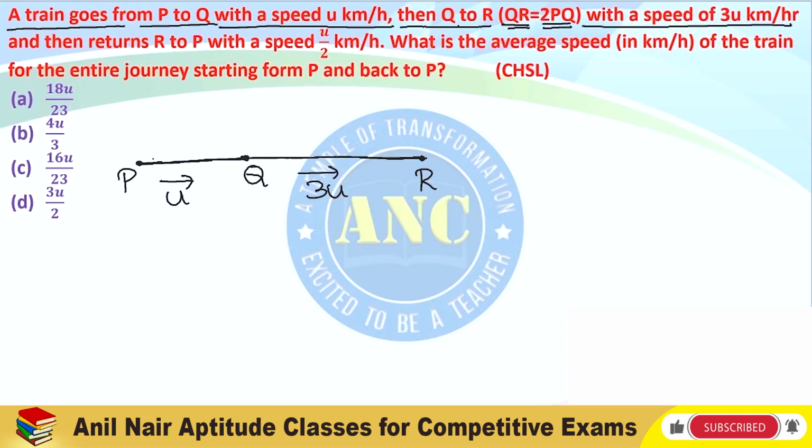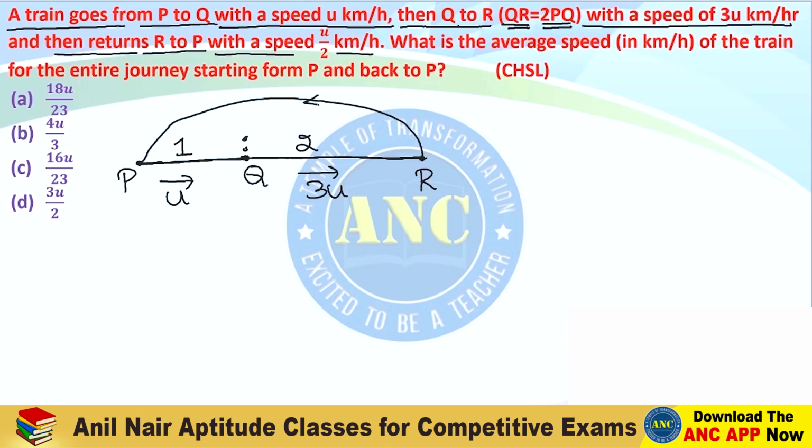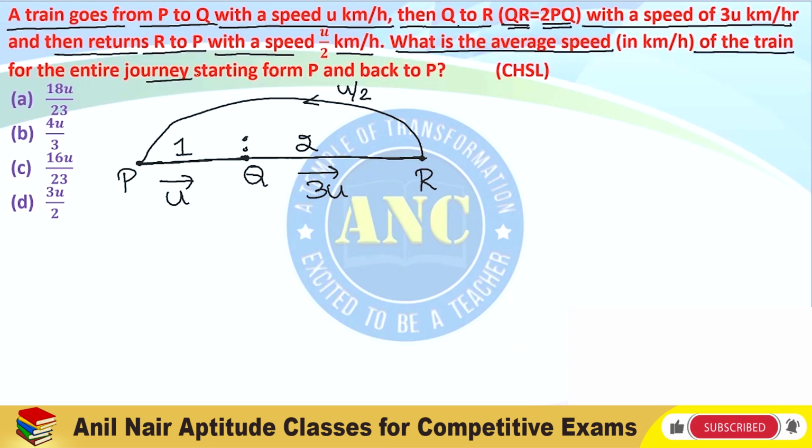That means if the distance from P to Q is 1 unit, then the distance from Q to R will be 2 times of that. It will be 2 units. Absolutely clear till this point. And then it returns from R to P with a speed of u by 2 kilometers per hour. It is returning from R to P like this, and it is now traveling with a speed of u by 2 kilometers per hour. What is the average speed of the train for the entire journey, starting from P and back to P? It will start from P, go to Q, then go to R, and come back to P once again. What is the entire journey's average speed is the question.